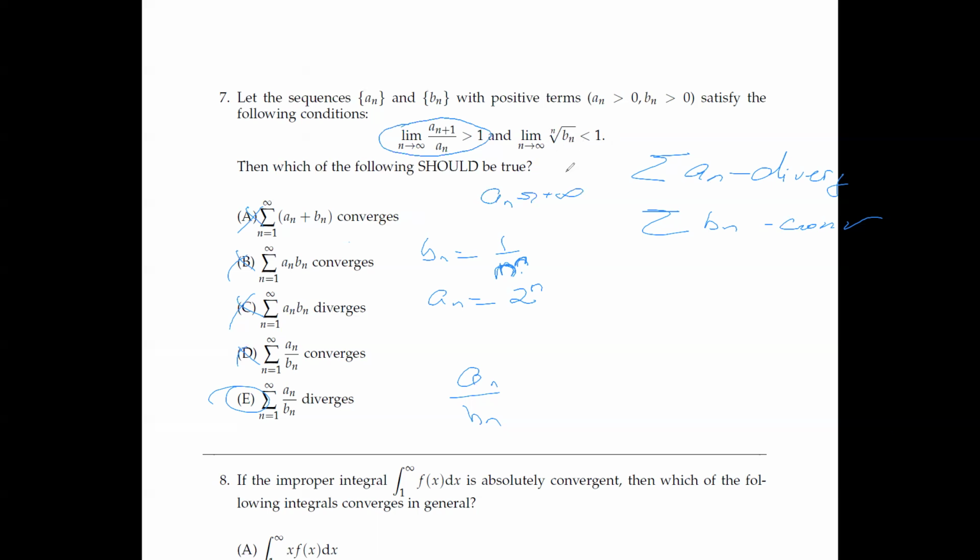Bn tends to 0. So we have infinity over 0. Infinity over 0 is infinity. So this term goes to infinity, this term goes to 0, hence the ratio goes to infinity, plus infinity if everything is positive. So divergence is the correct conclusion. It can never converge.